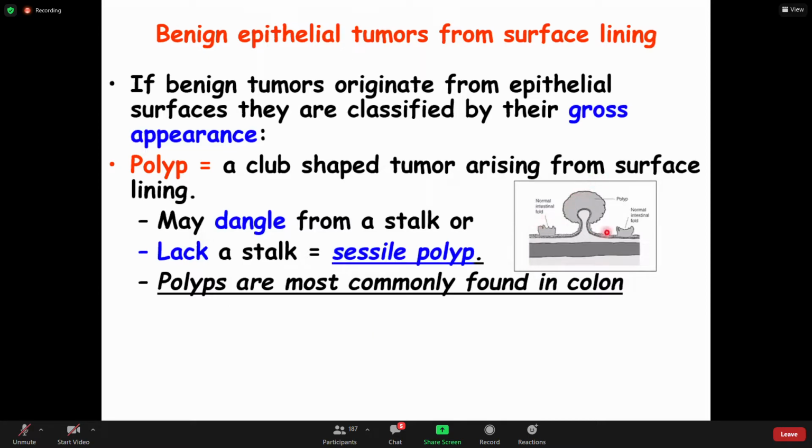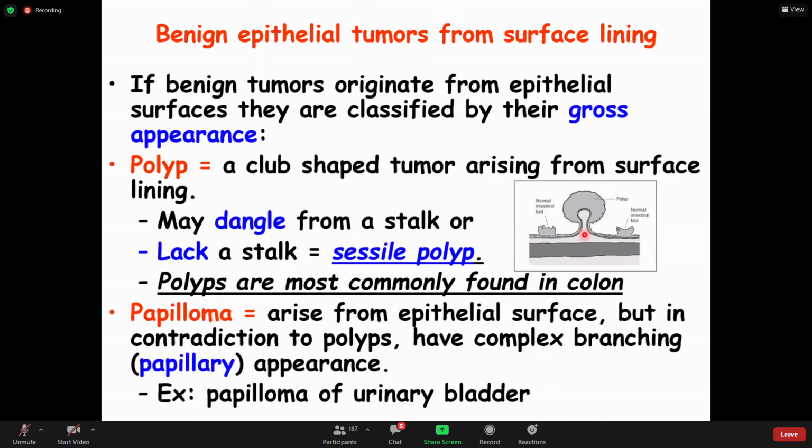Now, when it lacks a stalk, this one will not be here. So the benign tumor mass is going to be connected to the surface directly, what you call a sessile polyp. Where do you see it? You see it in a lot of places. The majority of the polyps are going to be seen in the colon, but you may see them also in the genitourinary tract and in other places in the body as well.